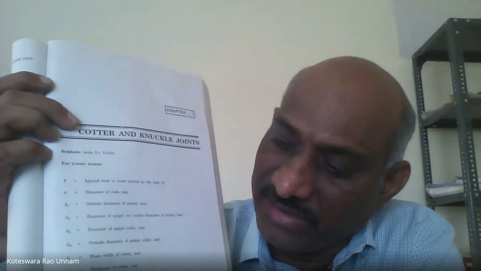So D, then D1, D2, D3, the diameter of the spigot collar, D4, the outside diameter of the socket collar, B, the mean width of the cotter in mm. B is the mean width of the cotter, like I already told, the width at the axis of the rods, so we call it mean width. Then T is the thickness of the cotter. T1 is the thickness of the spigot collar. Like that he has given all these things.